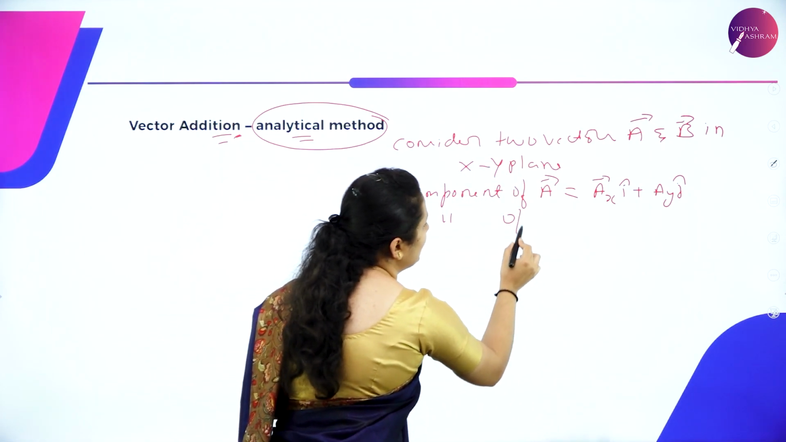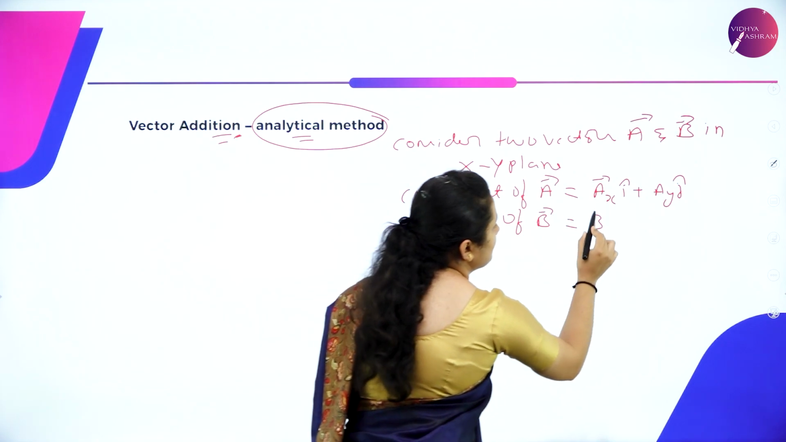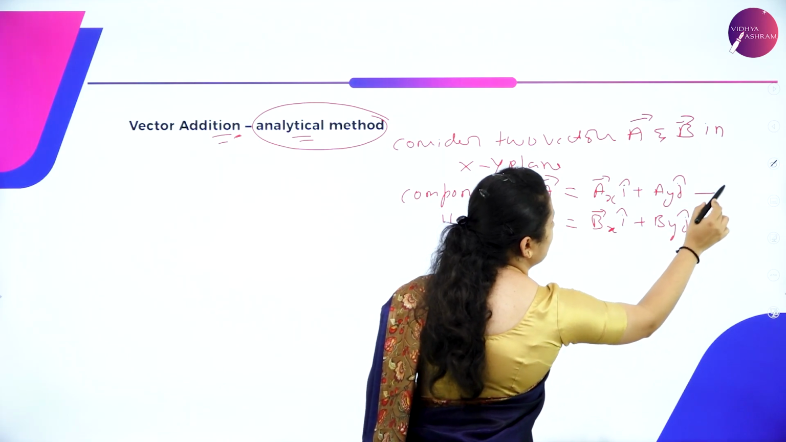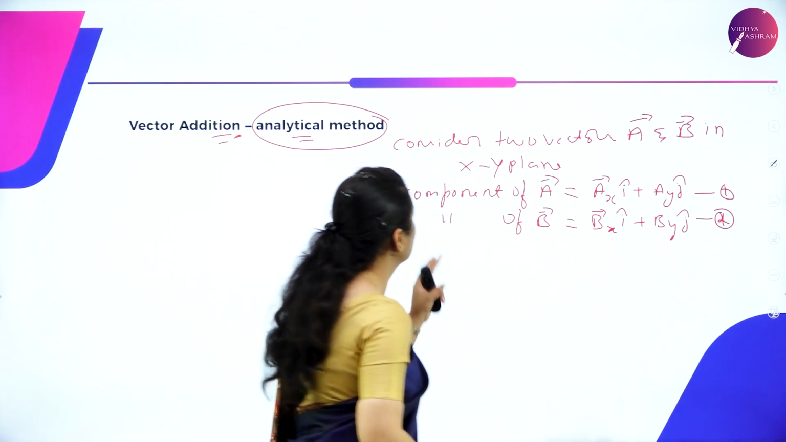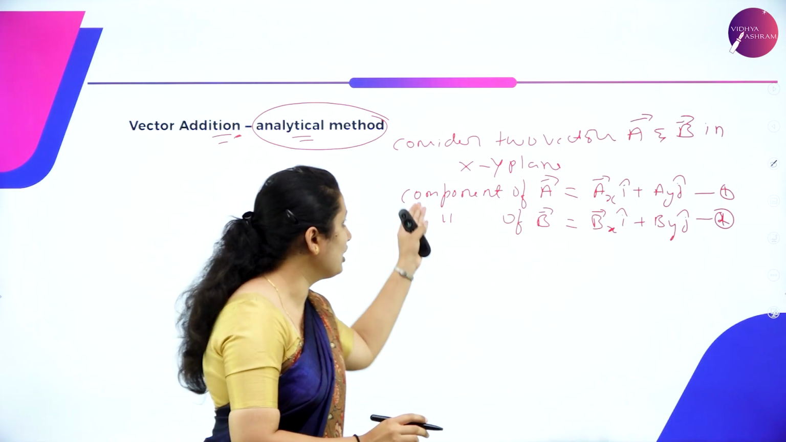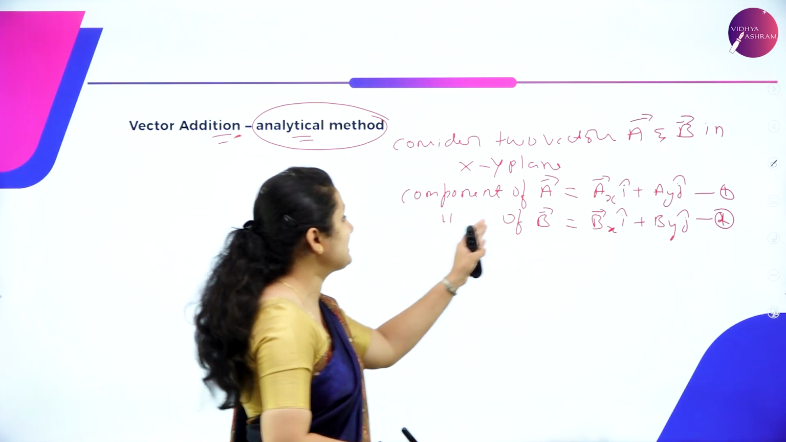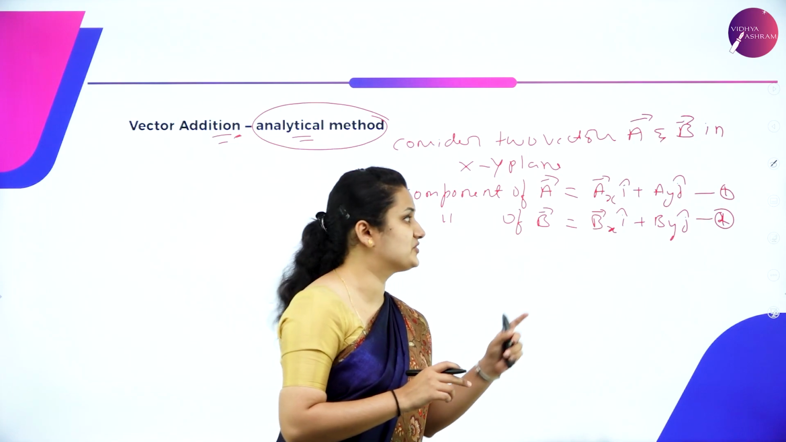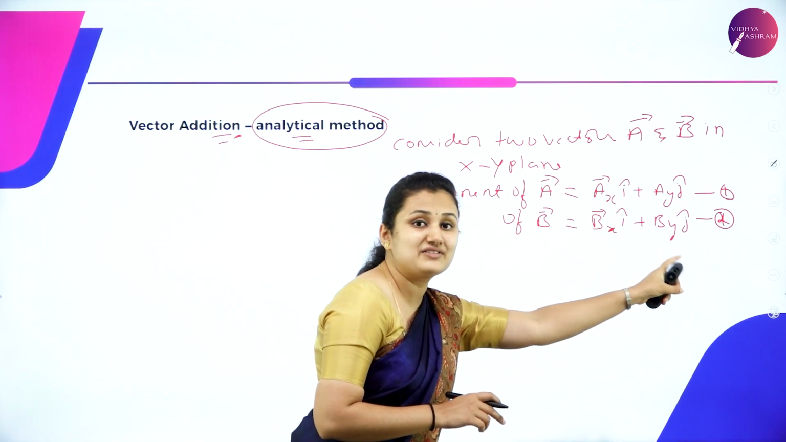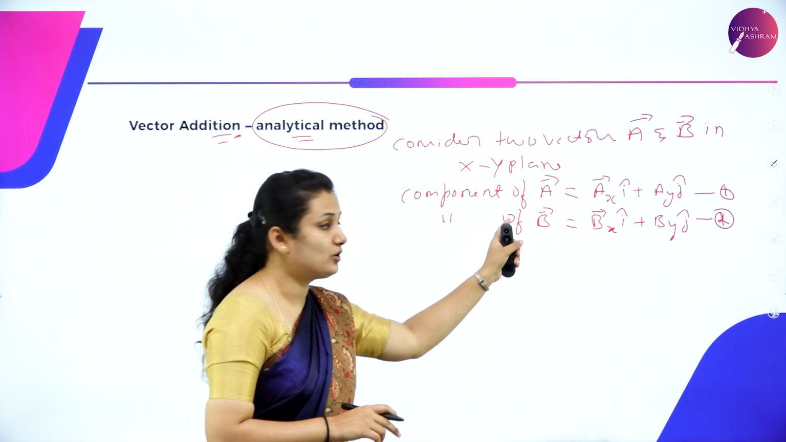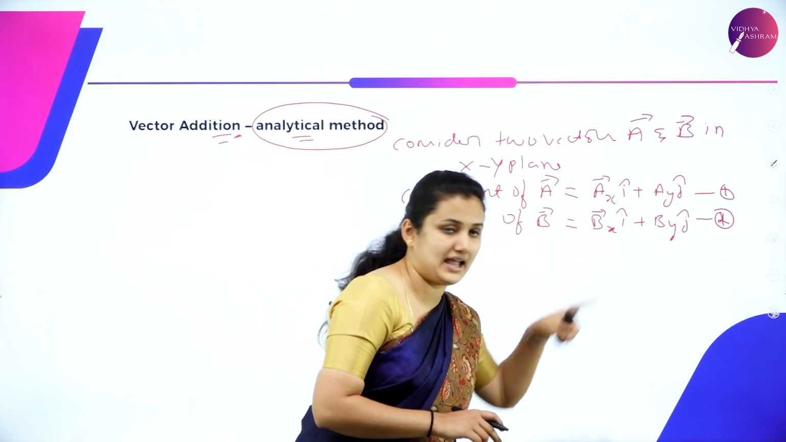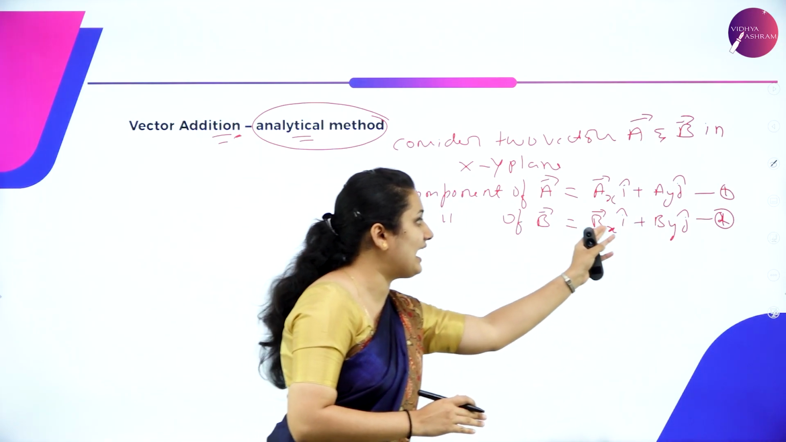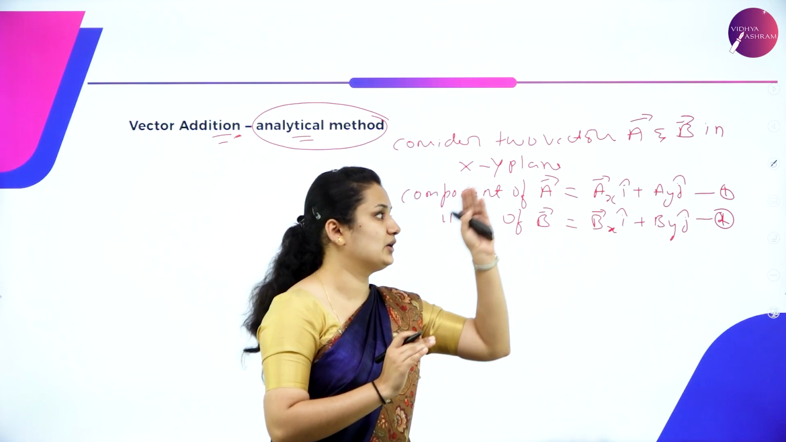What is the component of vector B then? It is bx i cap plus by j cap. So these are the two vectors A and B resolved in the xy plane. Why the xy plane? Because we consider two dimensions to describe the motion of the two vectors. We don't have a z component, it is just x and y. We are resolving vector B into its respective components, and i cap and j cap are the directions along the x and y axes.